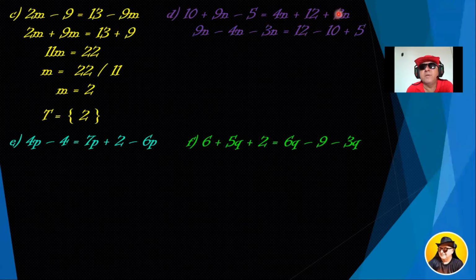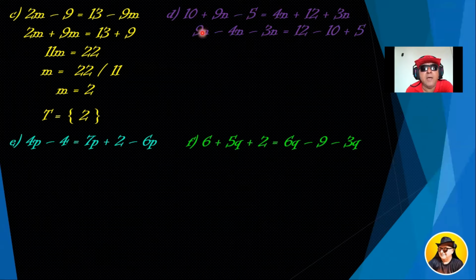And here, positive 3n, now it is negative 3n. 12 is already here. Minus 10 because it was positive 10, now it is negative 10. And negative 5 now is positive 5. Okay, let's operate. Something very important here.